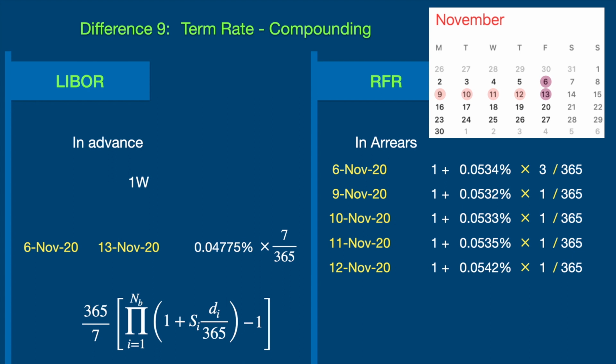Now this compounding is quite natural and makes economic sense considering the market conventions, but many people won't worry about compounding, especially for a short tenor. So one might as well say, let's calculate the interest amount using a simple sum of the daily interest amounts, and multiplying this by 365 divided by the number of days will give us the interest rate. So this is an alternative way to calculate the term rate from daily overnight rates.